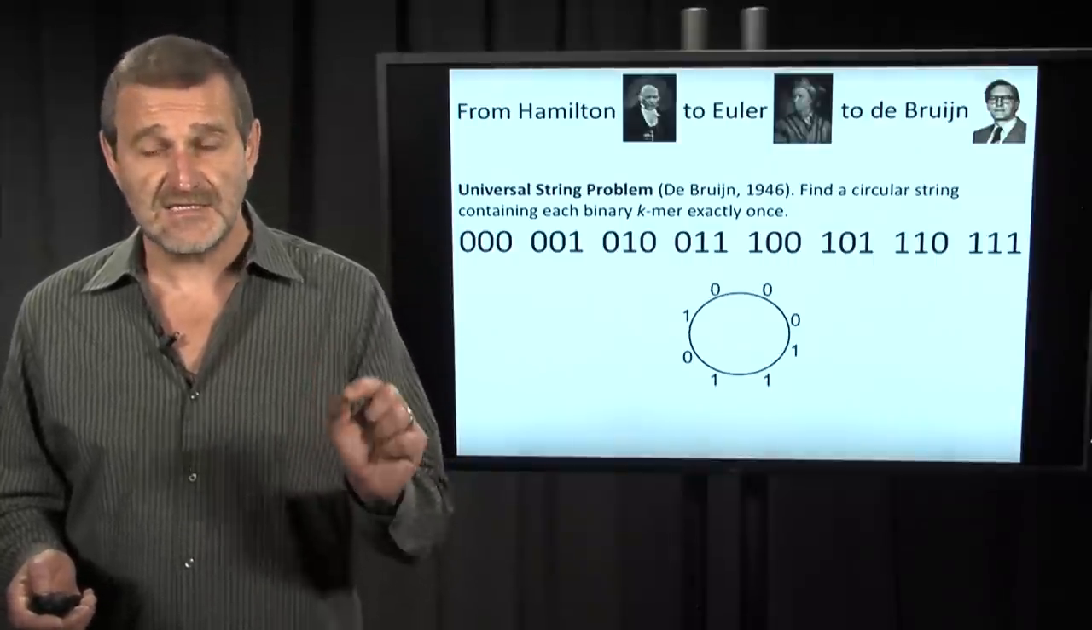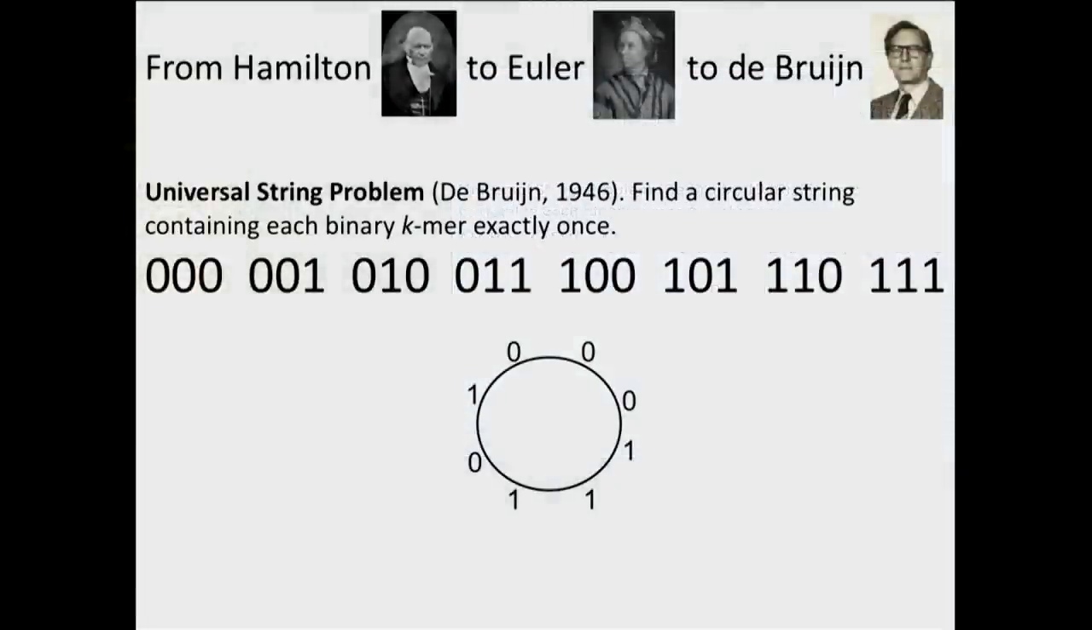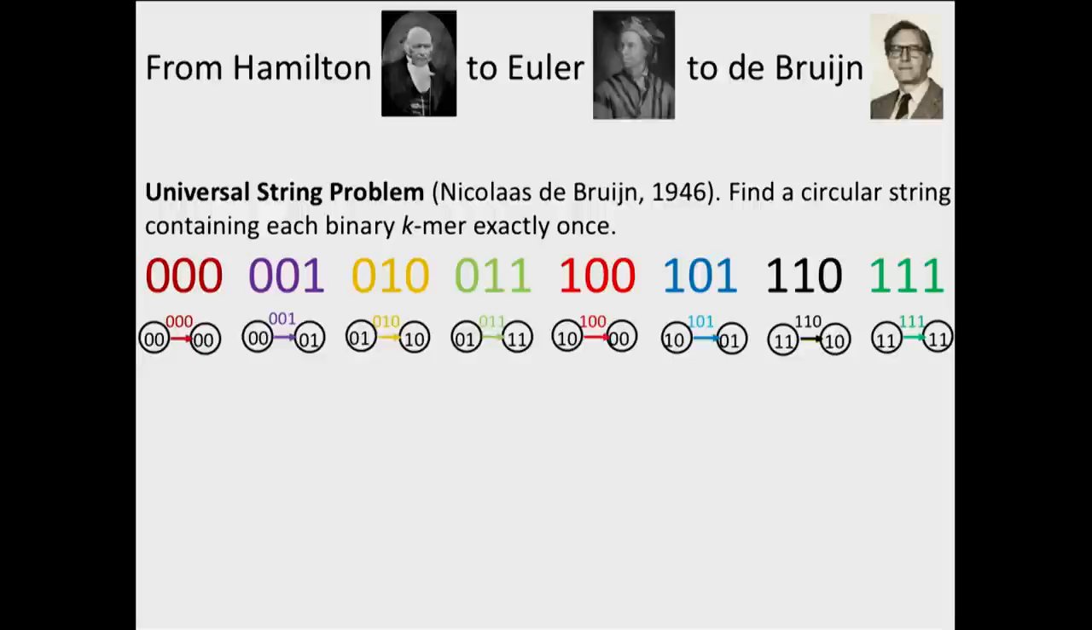We can. This is a string, and if you check for each binary 3-mer, you will find it appearing in the string if you travel along the circle clockwise. For example, for this 3-mer, it appears along the circle. But how can we construct the string? Is it even possible for all possible values of k? Well, the only thing we need to do is represent each of these binary k-mers as an edge, right? Because it should be a k-mer composition of the string we are trying to find.